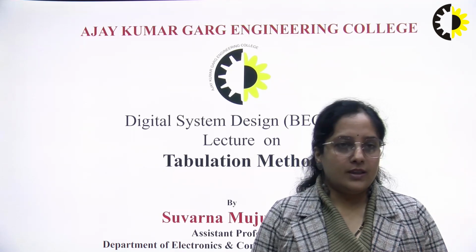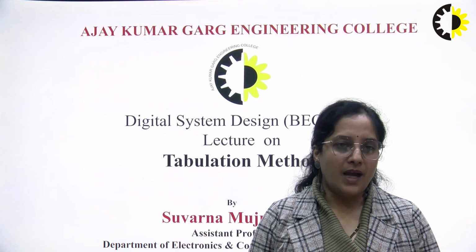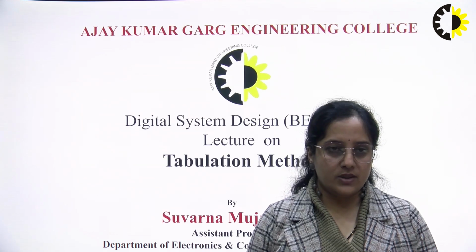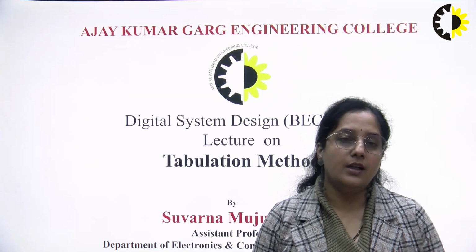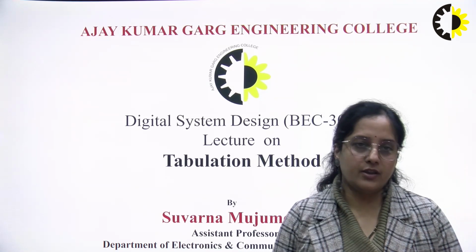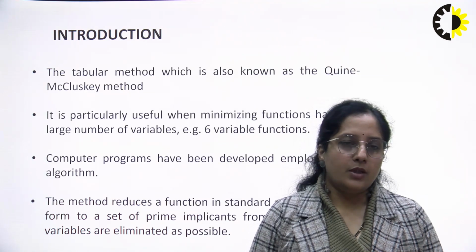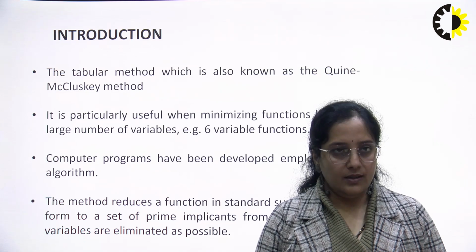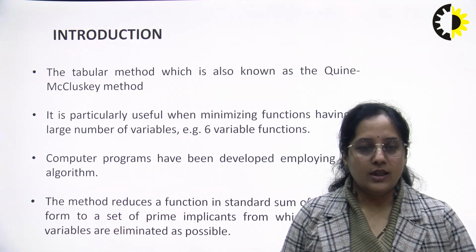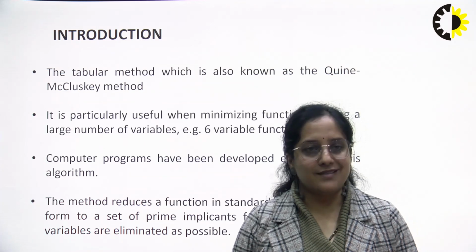We are doing this lecture so that we can understand how this method helps us to minimize the Boolean expression, and we can design a logic circuit according to the expression we derived after solving the method. So, the tabulation method is also known as the Quine-McCluskey method. This method is particularly used to minimize a function where we have more than 6 variables.